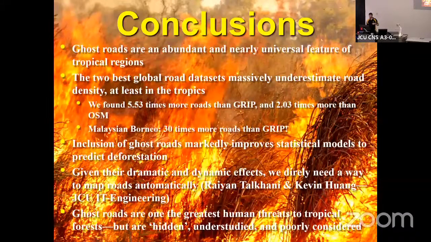And the inclusion of these ghost roads markedly improves the performance of models that predict the location of deforestation. There's a very strong relationship between road proximity and forest loss. And given their dramatic and dynamic effects, we direly need a way to map roads automatically. And we have Ryan Talkani working on that at the moment. And ghost roads are one of the greatest human threats to tropical forests, but are often understudied and poorly considered.